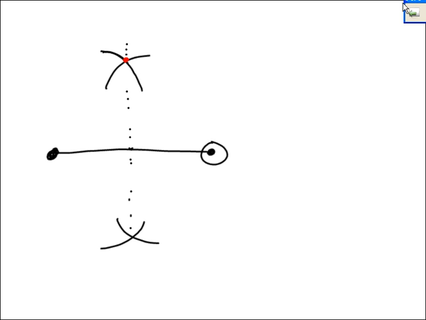Where these two arcs intersect, put a dot. Where these two arcs intersect, put a dot. With your straight edge, connect the dots. That red line cut the black line into two equal parts, and it is a right angle.